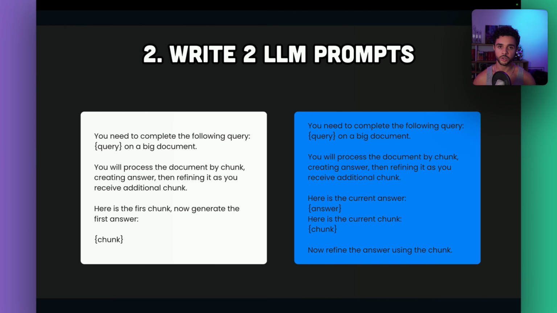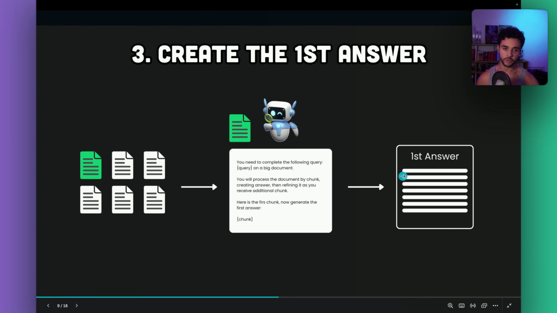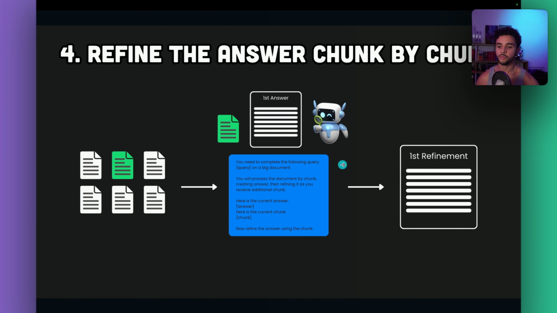Here is how the recursion unrolls. We use the first chunk here with the first prompt and we get the first answer. Next, we use the second chunk here together with the first answer and the second prompt to produce the first refinement. And we do so for the second refinement, the third refinement, the fourth refinement, and the final answer.